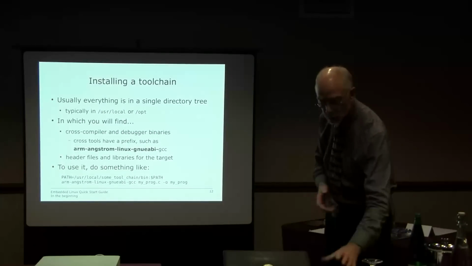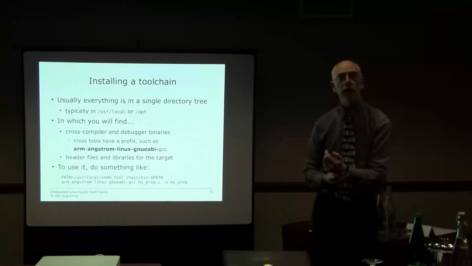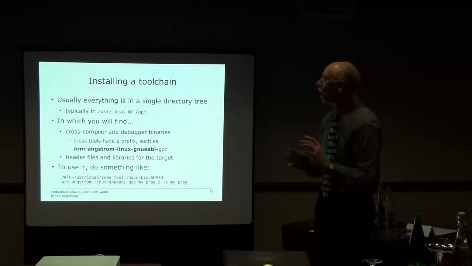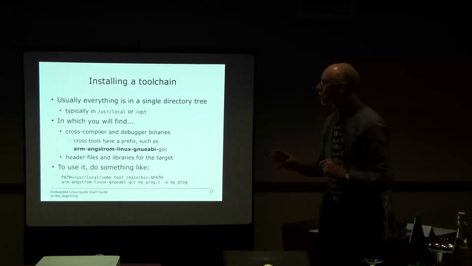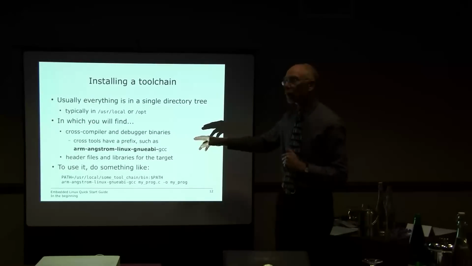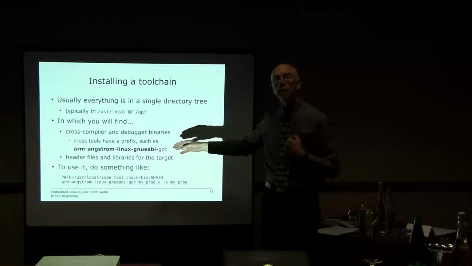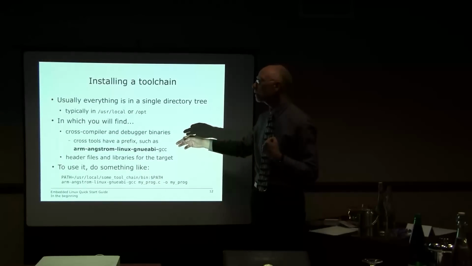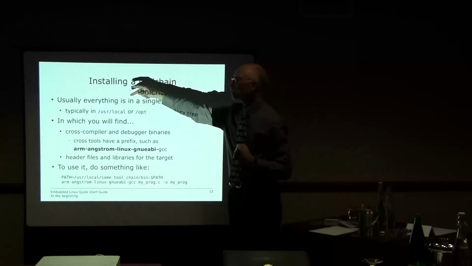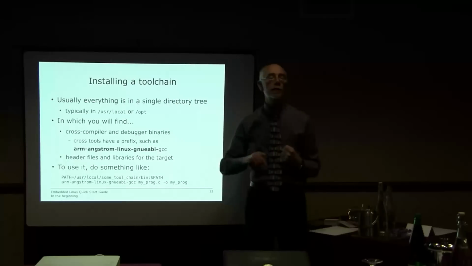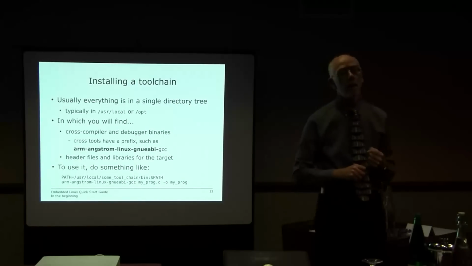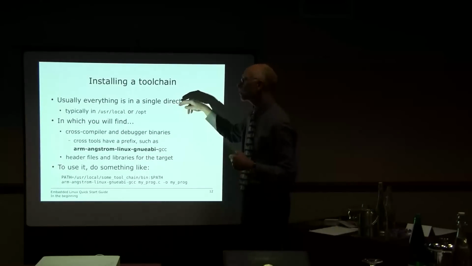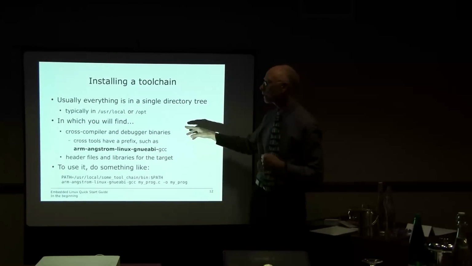Okay, so we're going to be using a toolchain. It will be an Angstrom toolchain. And the Angstrom toolchain follows the fairly standard pattern. Most of these toolchains will install either into a subdirectory of /usr/local or into /opt. And then within that subdirectory tree, you'll find the cross compilers.